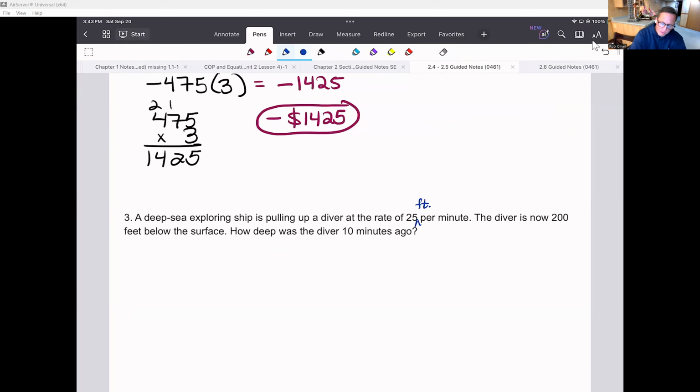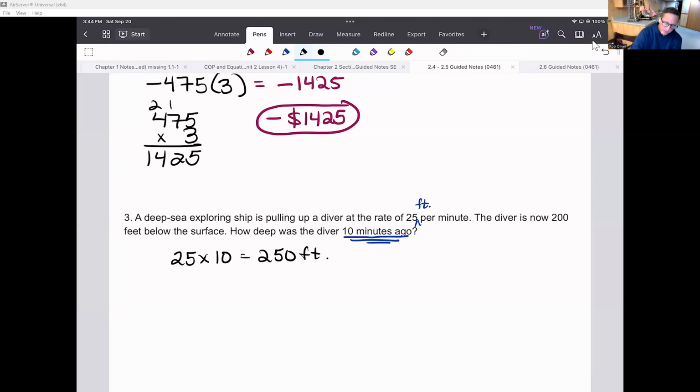So for this one, 10 minutes, 25 feet per minute is going to be 25 times 10, which is 250 feet. So the diver went up 250 feet, and now it's at 200 feet below sea level.